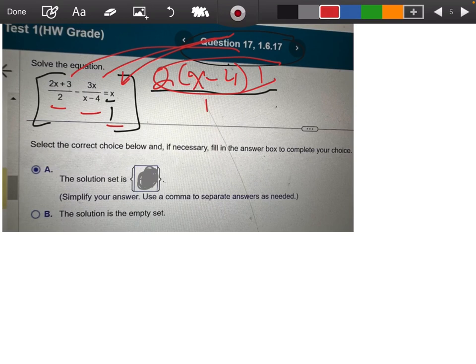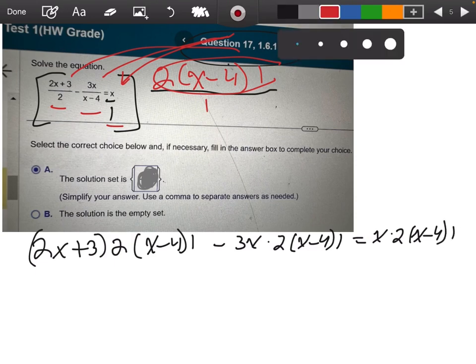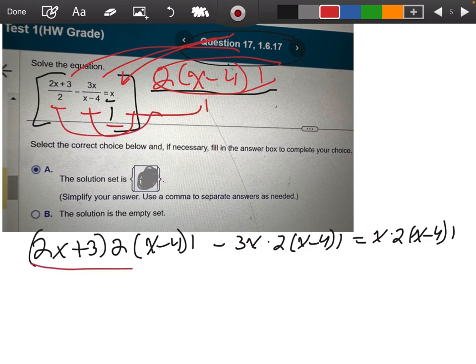So y'all, let's go ahead and go slowly. So the first thing I'm going to do is I'm going to write my 2x plus 3 from my first fraction. Right next to it, I'm going to write 2x minus 4 and 1, minus, I'm going to write 3x, and then right next to that, 2x minus 4 and 1, and then equals x, and then 2x minus 4 and 1. And then the bottom numbers, y'all, are getting multiplied by 1. So when the bottom numbers get multiplied by 1, they stay the same.